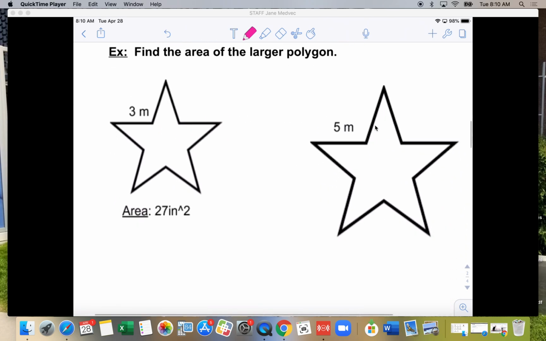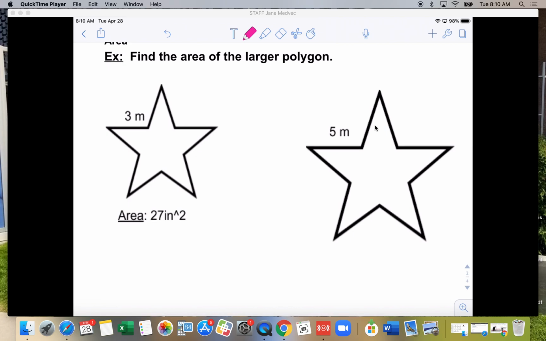Let's keep going. We're going to find the area of a larger polygon. And you'll notice that the smaller star has 3 meters and the larger polygon has 5 meters. And then you'll notice that the area of the smaller figure is 27 inches squared. Now that little caret into the square just means that it's that little 2 above the inches. So what you're going to do is, first of all, we're going to set up the sides. So I'm going to go like this, and I'm going to go 3, and I'm going to go 5.